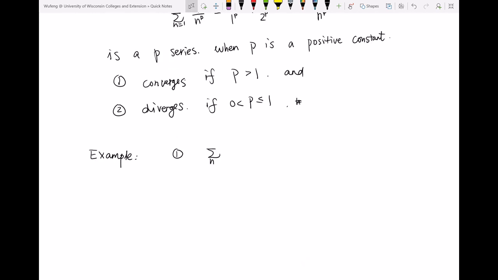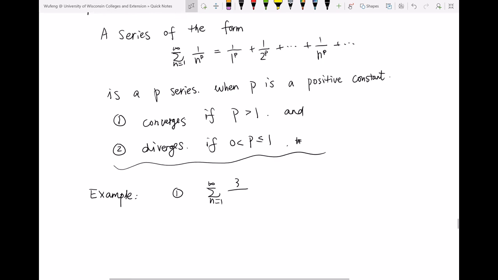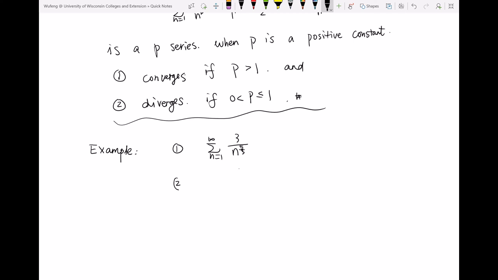So now, I'll give you some examples and ask for a quick conclusion since we have this. This theorem was actually given by Andrew in our class. Everyone can make a theorem, if it's right. So now we have n to the 5 over 3. I'll give you several examples. You tell me if it converges or diverges.